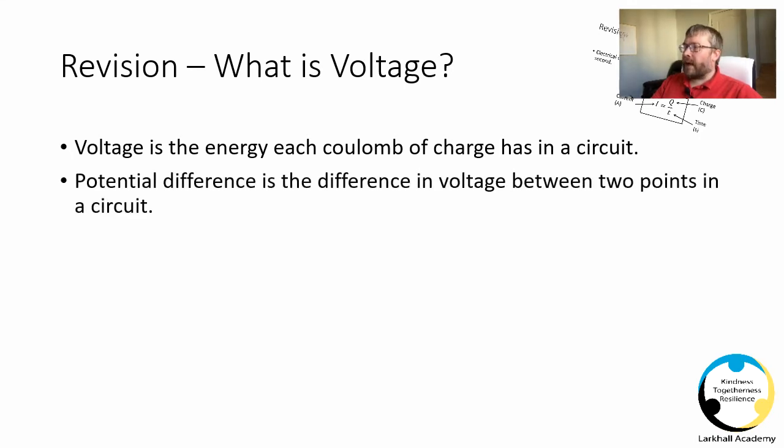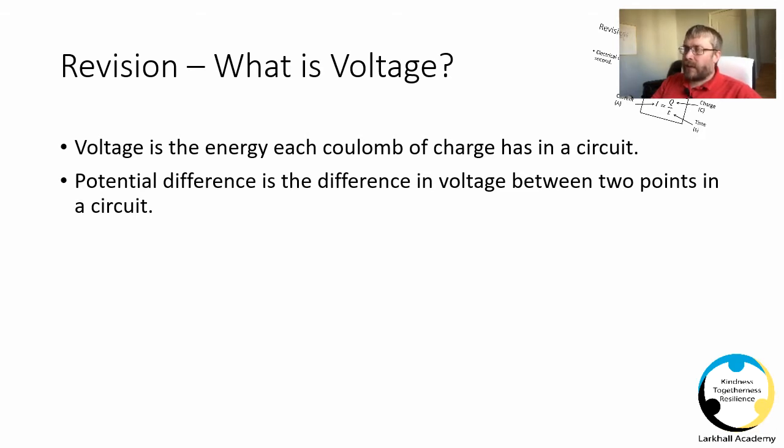Now, hopefully you remember again, potential difference is the difference in the voltage between 2 points in a circuit. So if you're looking at connecting a voltmeter on either side of a lamp, that tells you the difference in the voltage on either side. So it's how much of that energy is being used up to get through the lamp. So we combine them together.